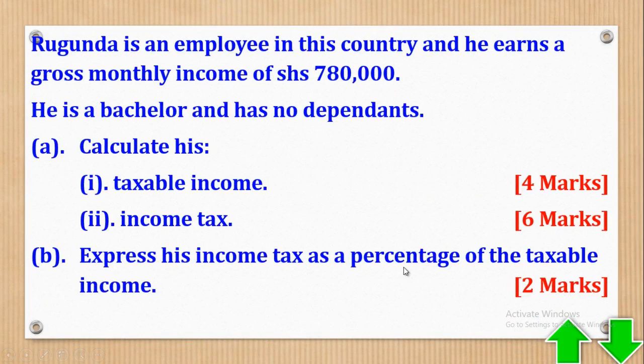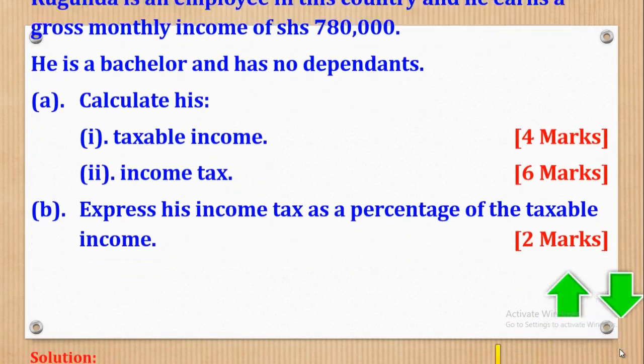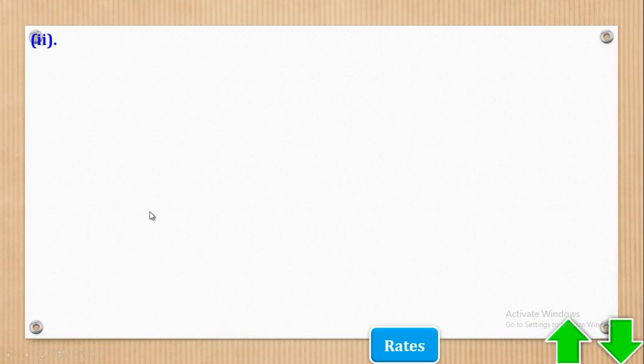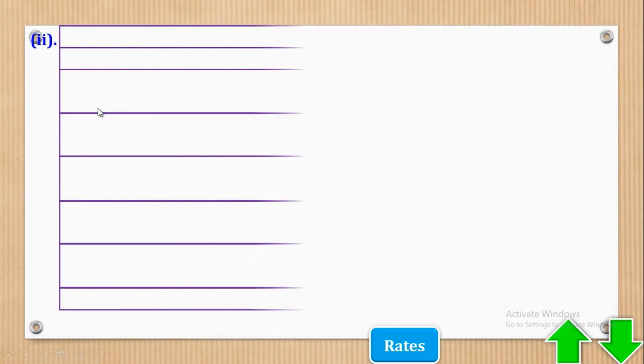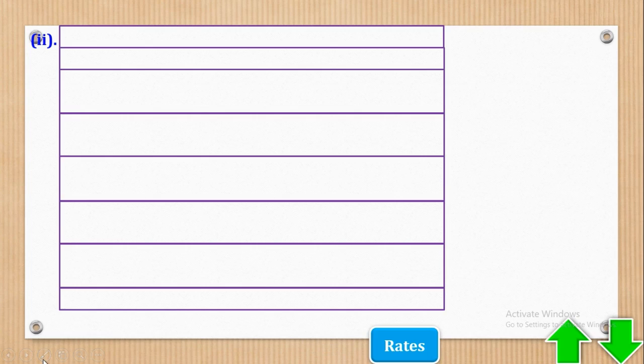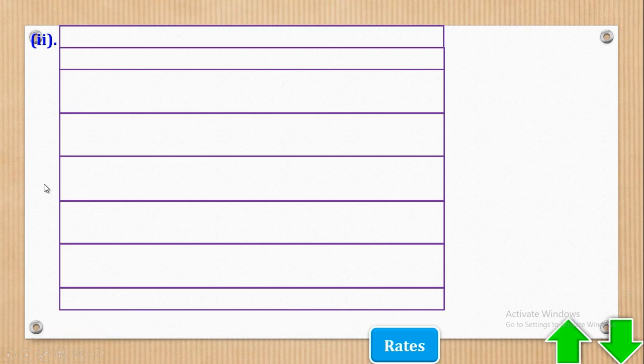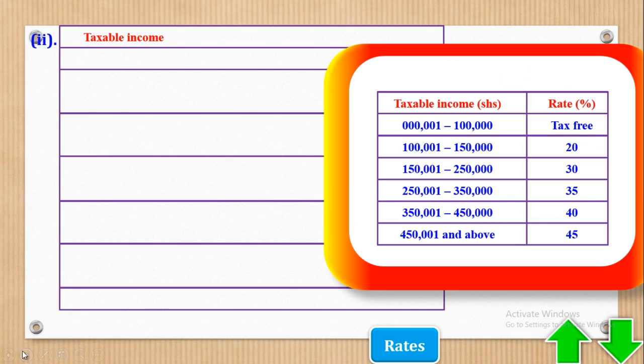Roman 2, they want income tax, and Part B, they want to express his income tax as a percentage of taxable income. So for us to get the income tax, we need to generate a certain table. So we first generate a column of income tax. So for the income tax, it's got from this given table in the question.